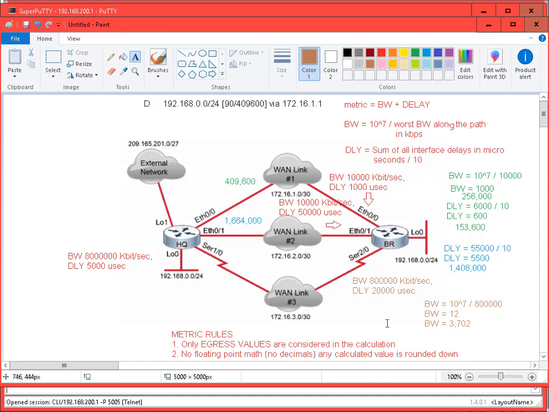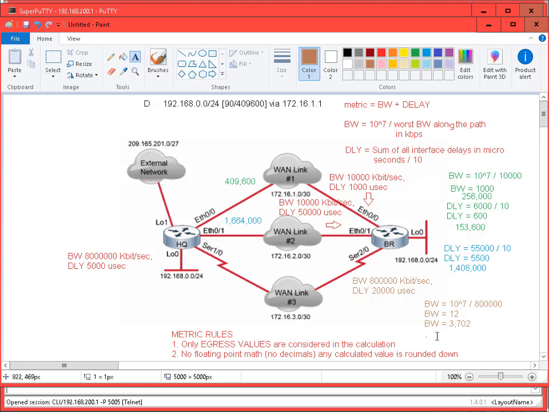That decimal dropping happens in the middle of the equation. You do not multiply the remainder with the 256. Every individual calculation is a whole number. You always drop the decimal within the specific product or calculation that you're trying to calculate. So we've got a bandwidth value of 3,072, or 3,702 as I wrote it. And our delay is the sum of the delays in microseconds, which is 20,000 plus 5,000.